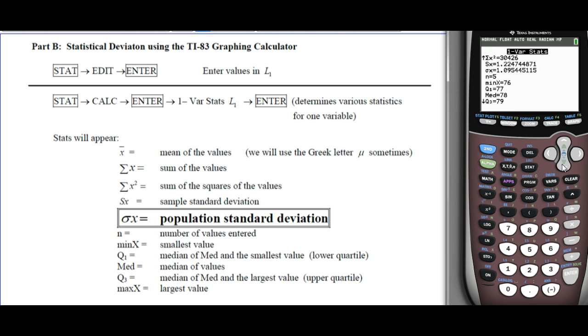Okay, now other stuff we're interested in are also the max. We see the range is 79 minus 76, the median is 78, and the number is 5. Those are the stats that we're interested in. Today, really, we're just interested in the population standard deviation, which was 1.095, so 1.10 if I'm rounding to 2 decimal places.